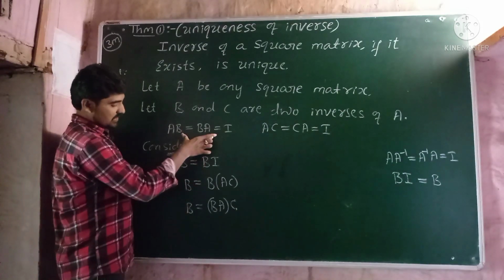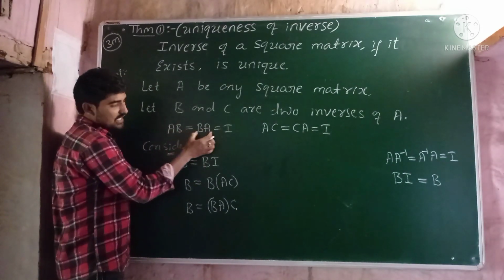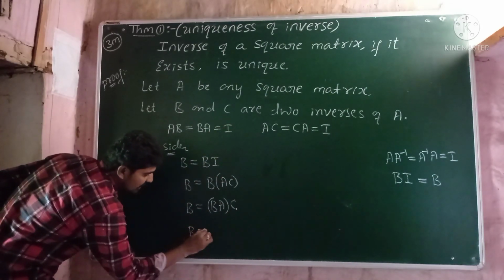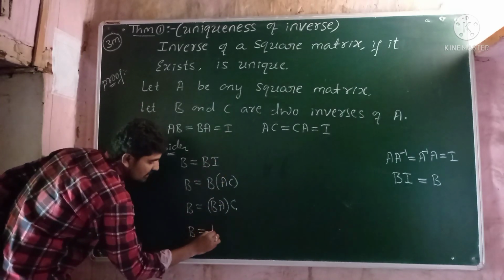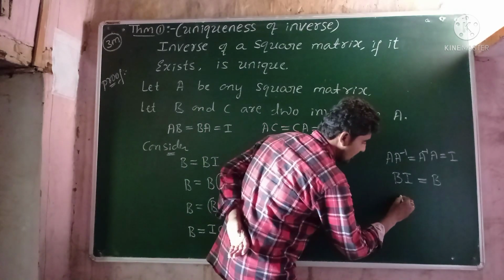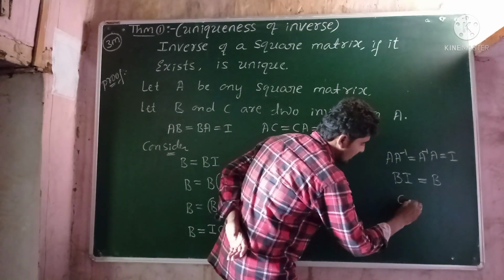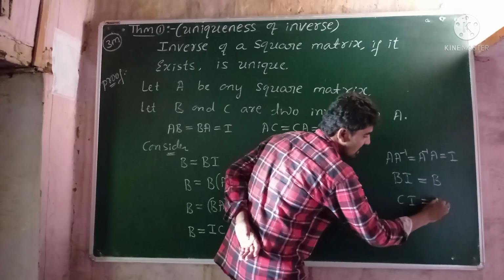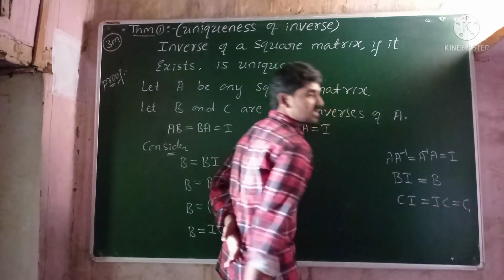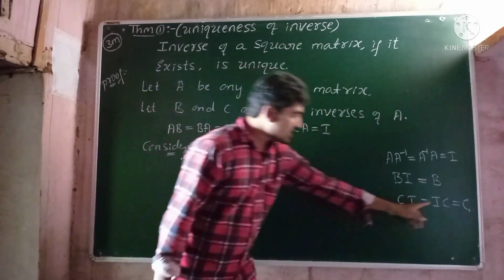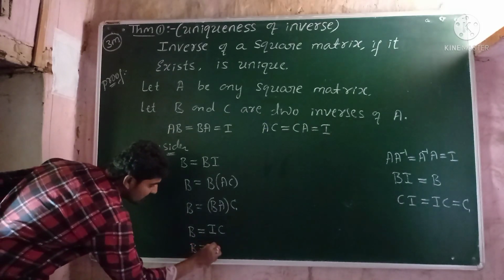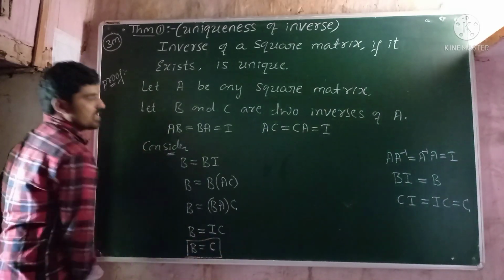Again, by using this equation, the matrix BA is equal to what? Unit matrix. So in place of BA, we can write unit matrix I into C matrix. Now by using the relation, if I multiply the matrix C with unit matrix I, the answer should be equal to C matrix itself. Therefore, I into C matrix is equal to matrix C. Hence, we proved that the matrix B is equal to C matrix.